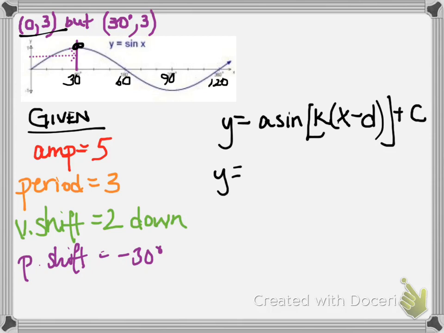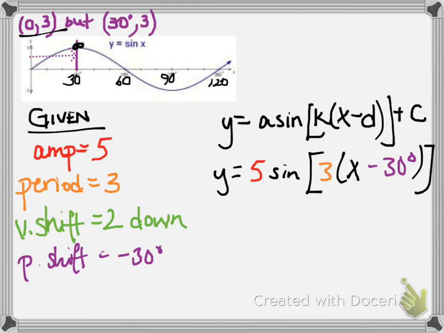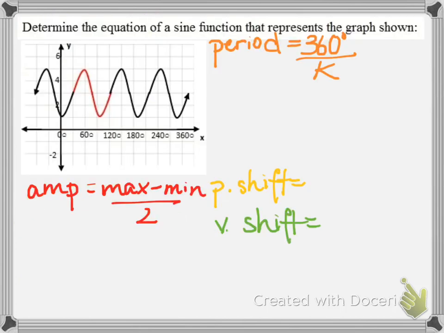So y is equal to 5 sine square bracket 3 x minus 30 degrees, minus 2. So that's another question solved. Now we're going to move on to the final question.